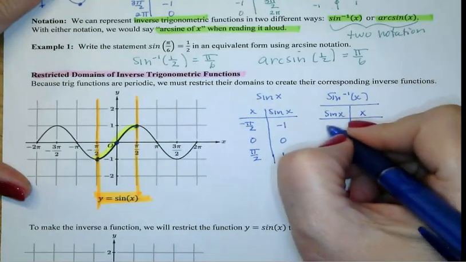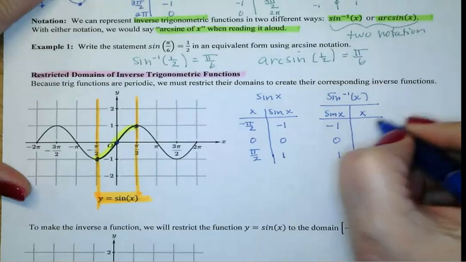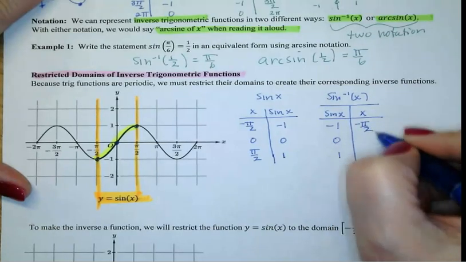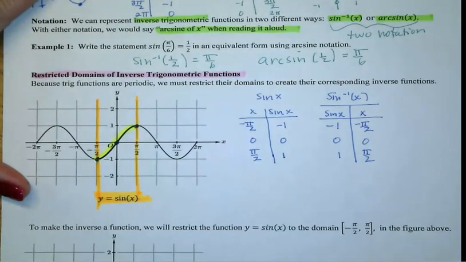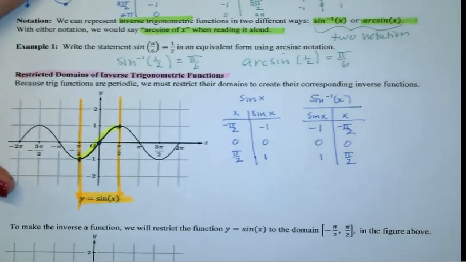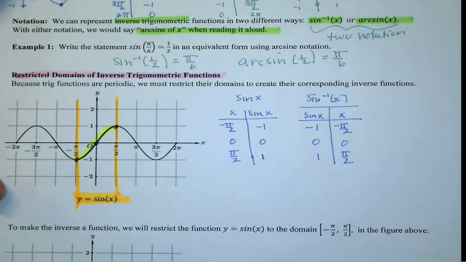So I'm going to have a -1, a 0, and a 1, a negative pi over 2, a 0, and a pi over 2. And this is an easy way to do an inverse graph. If you figure out the main points that you need, you can exchange the domain and range, and you can easily see what points that we need to plot.